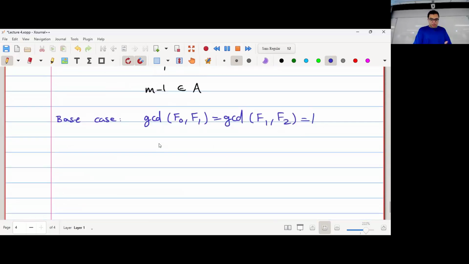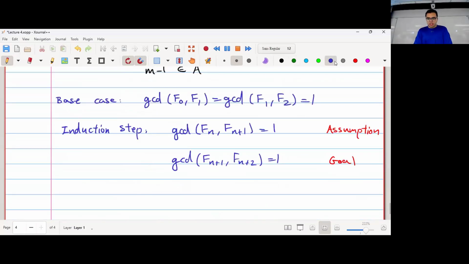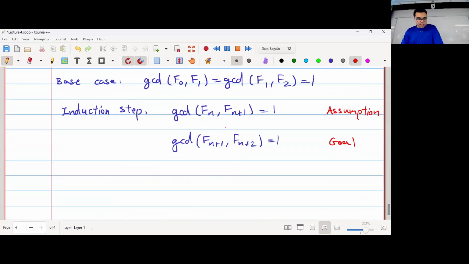Now, how do I do the induction step? Suppose that GCD of Fn and Fn plus 1 is 1. So this is my assumption. What is the goal? What do I want to prove? The goal is to prove that GCD of Fn plus 1 and Fn plus 2 is also 1. Now I can do the exact same thing that I did here, and I can just do proof by contradiction. So I can say, suppose D is this GCD that I'm looking at, so GCD of the n plus first number and the n plus second number. And suppose that it's not 1.